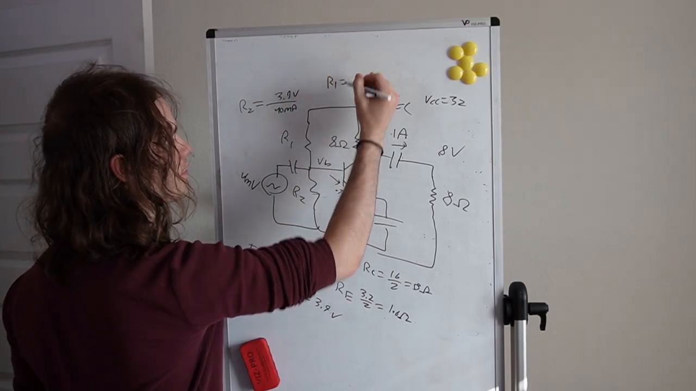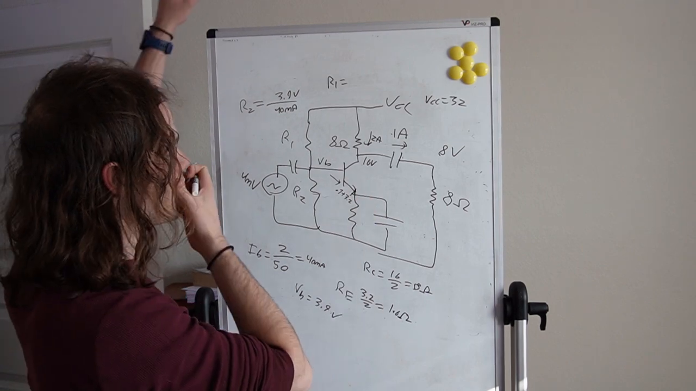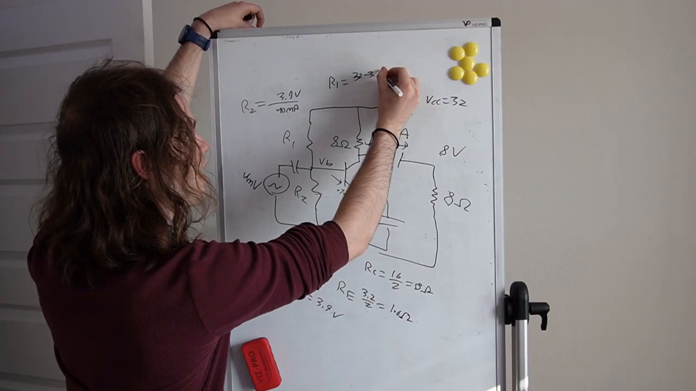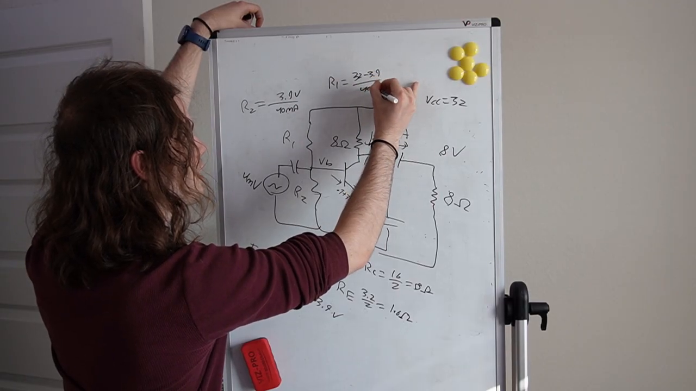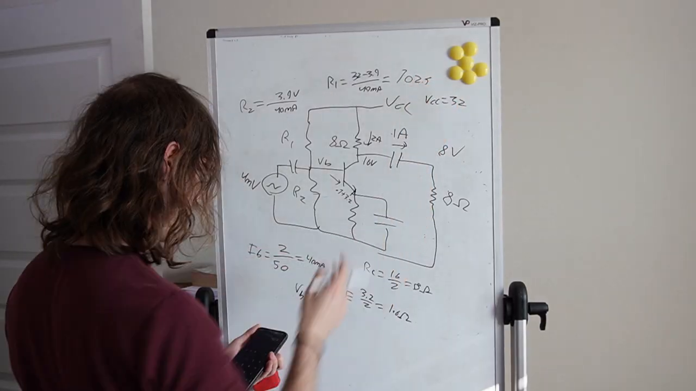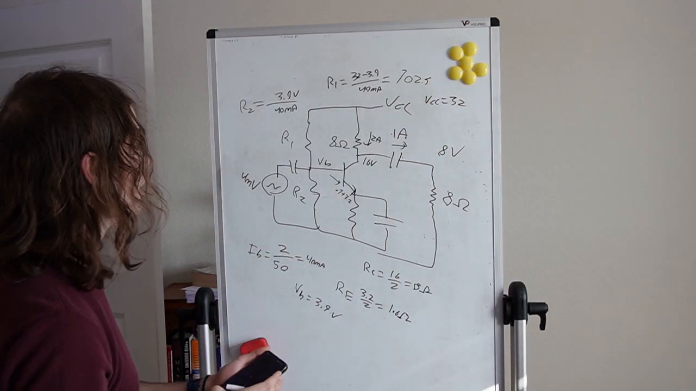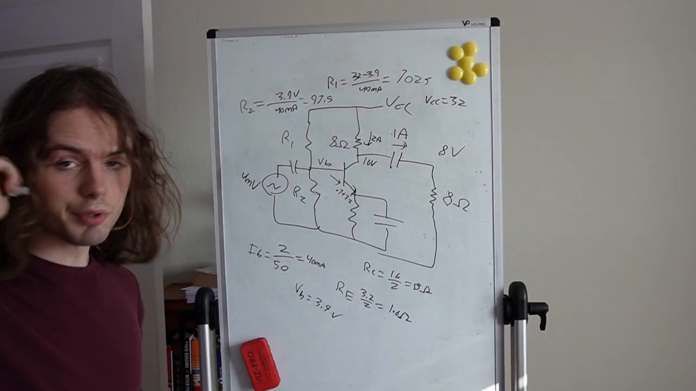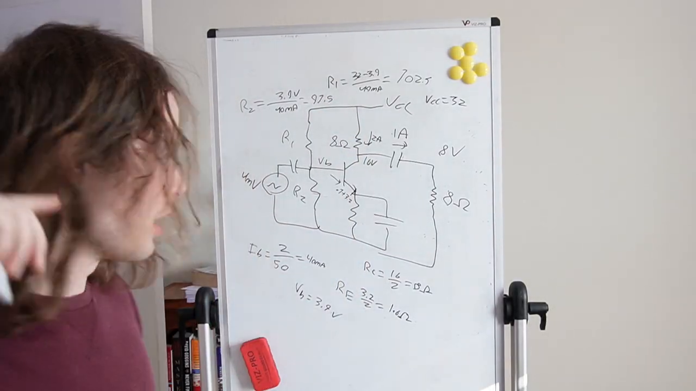R1 will be 32 minus 3.9, divided by 40 milliamps. 702 over here, and on the other side, it's going to be 97.5. And so there we go. We calculated all the values.